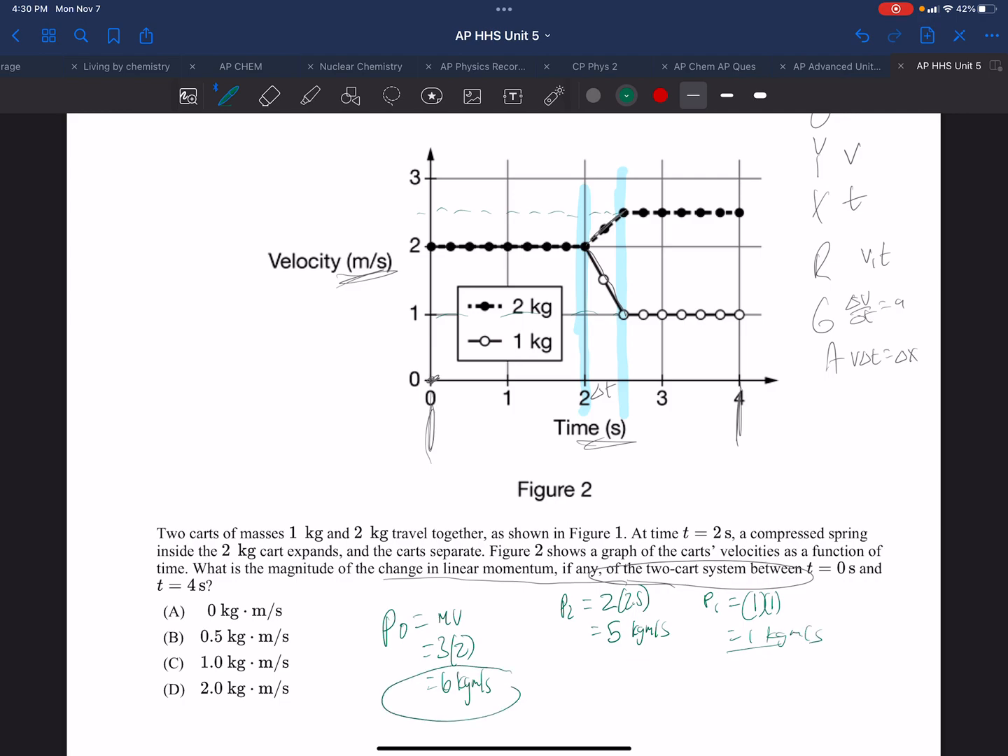So beforehand, we had the two cars together system, and that's the 2, and that's the 1. We can see 5 and 1 is 6, and the total before and after are 6. So the change is 0 kilogram meters per second. The momentum of the system remains constant.